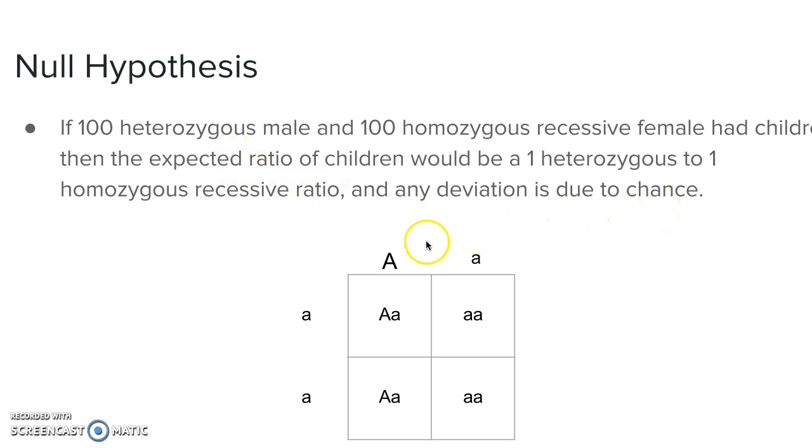And this is how we know it. We're going to use a monohybrid cross, crossing the heterozygous male with the homozygous recessive female, and we can see that the 4 offspring they produce are 2 heterozygous and 2 homozygous recessive, and 2-to-2 simplifies to a 1-to-1.